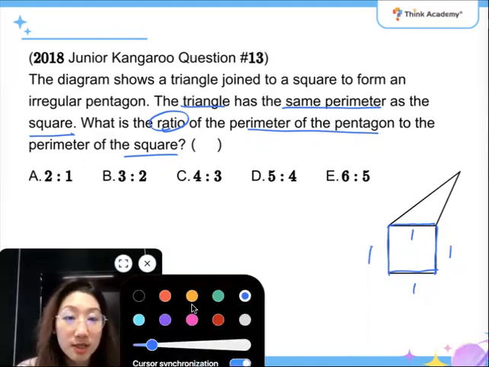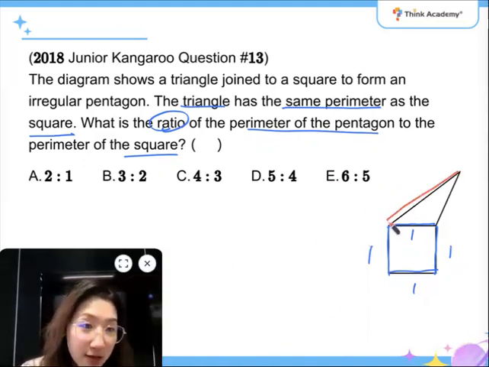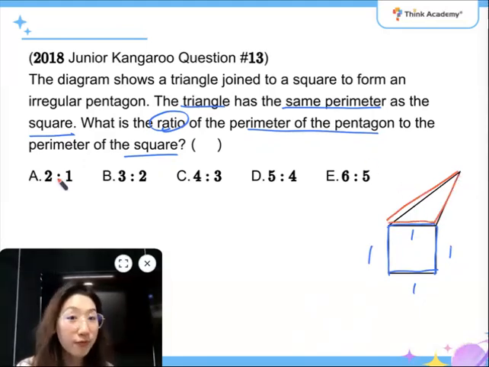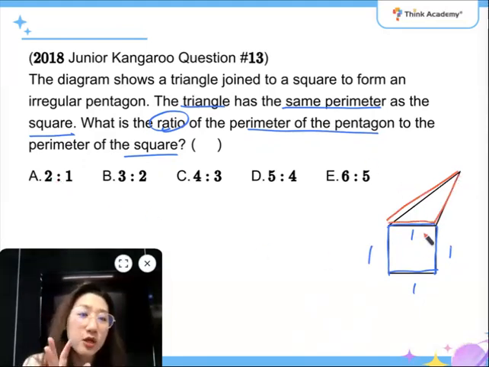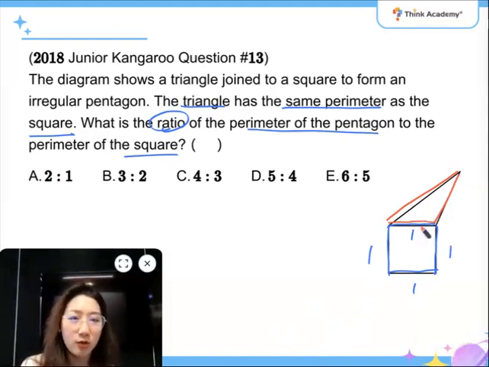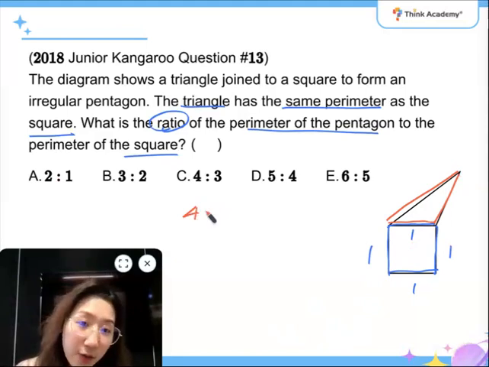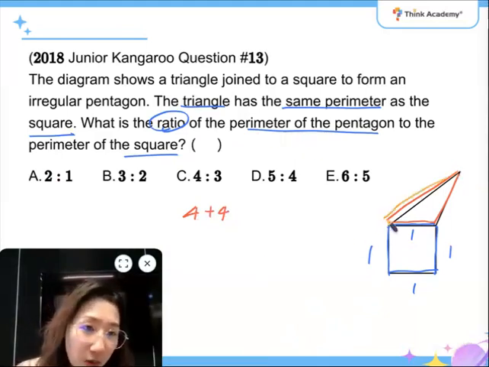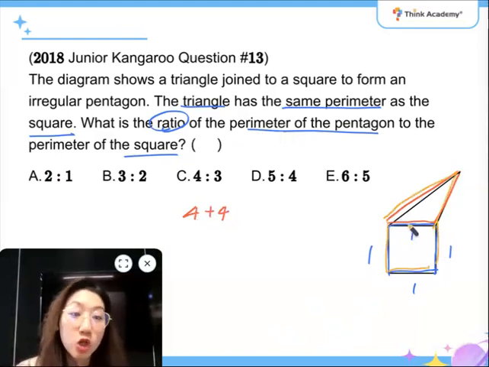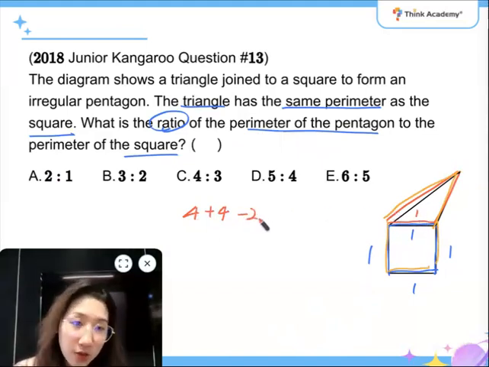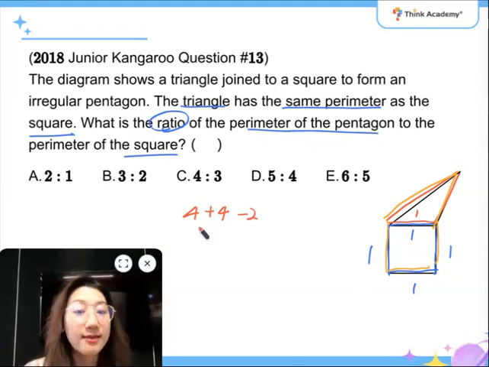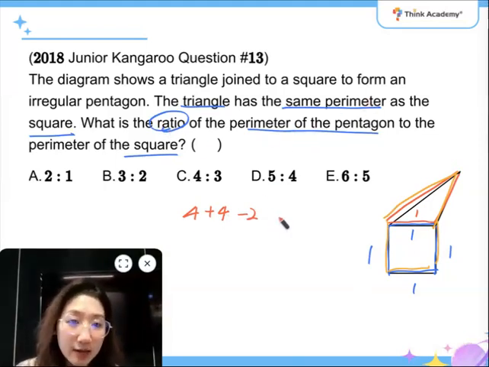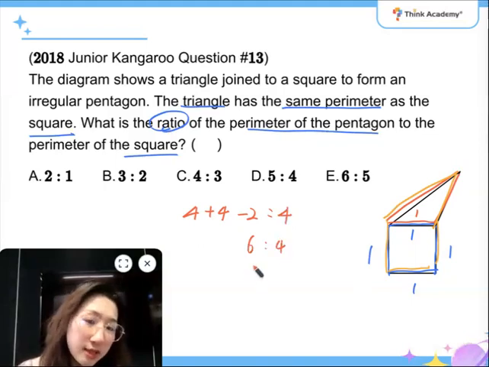Then we know the perimeter of the triangle is equal to the perimeter of the square. Then there are 2 approaches here. One is that if you add the perimeter of the triangle and the perimeter of the square, you're going to have 4 plus 4, because they have equal perimeter. But what you want is the perimeter of the pentagon. For the pentagon, it's like 1, 2, 3, 4, 5 sides. That means the middle 2 are not counted. And we know that they're equal, so it's 1 and 1, so you subtract 2. And that will give you the perimeter of the pentagon, and that is 6. Now you do the ratio of that to the square, and you have 6 to 4. That's going to give you 3 to 1.